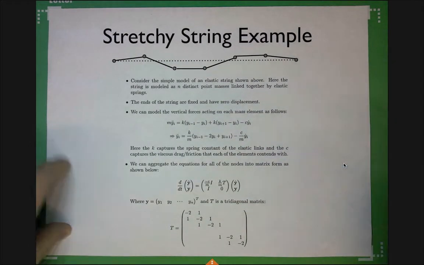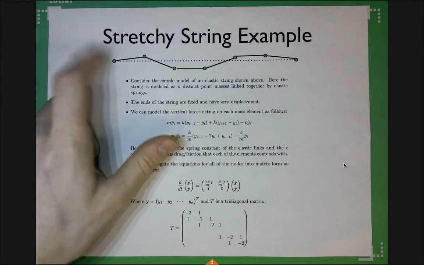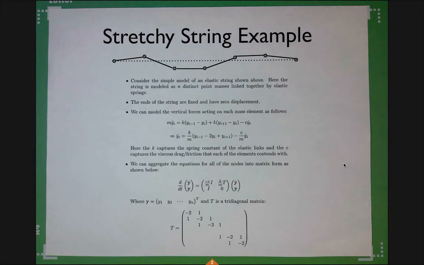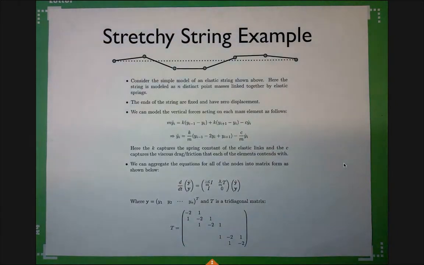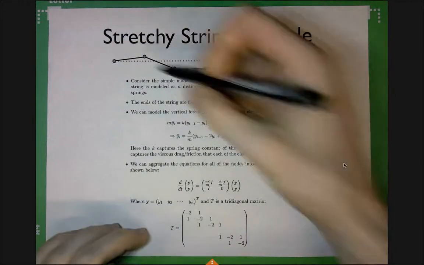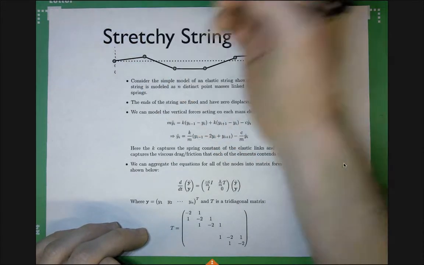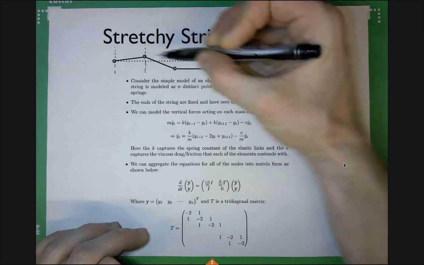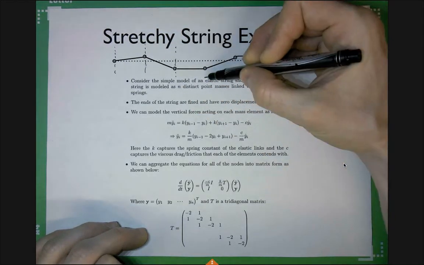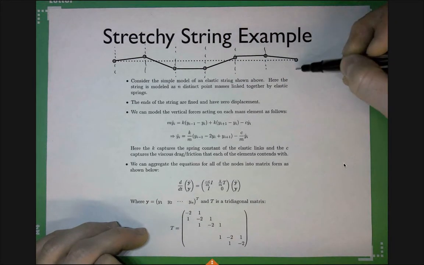So this is essentially your project for the next week: to do a dynamic simulation of a stretchy string. You might remember when we were discussing sparse linear systems, we had the stretchy string example. The model was like a rope, so that every point is constrained to move only in the y-axis. There's no motion in the x-axis whatsoever.